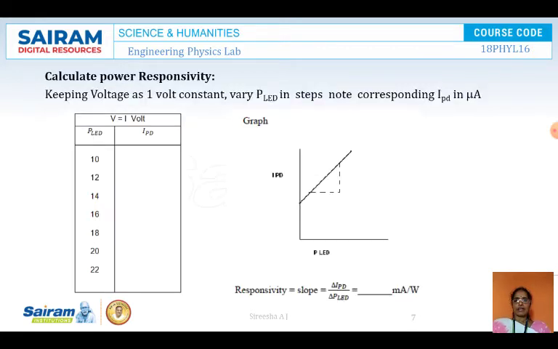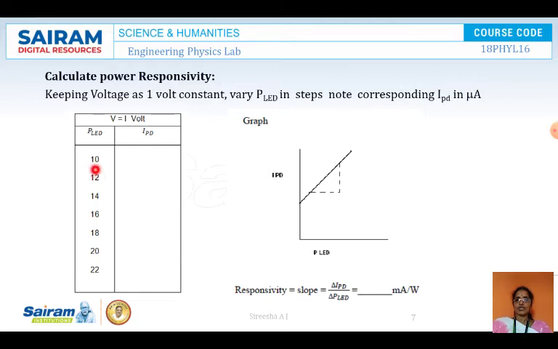Next is to calculate the power responsivity. How to calculate the power responsivity? Keeping the voltage constant at 1 volt, vary PLED in steps of 10 and note down the corresponding values of IPD. Here we have kept the voltage at 1 volt. PLED is kept at 10 milliwatts and note down the corresponding IPD. Similarly, increase the PLED in steps of 10 and note down the corresponding values of IPD.